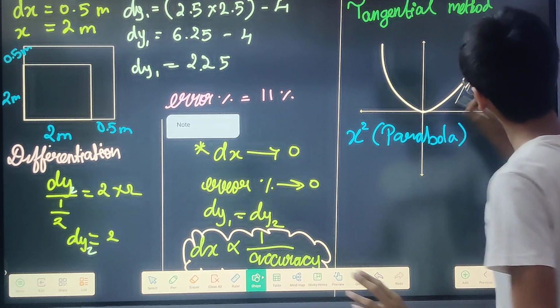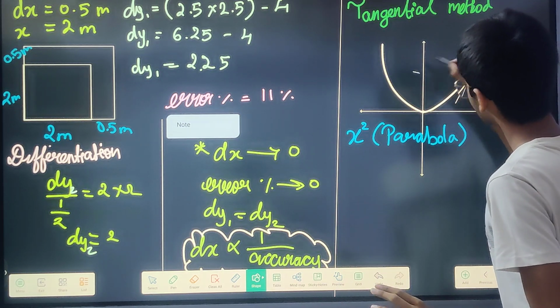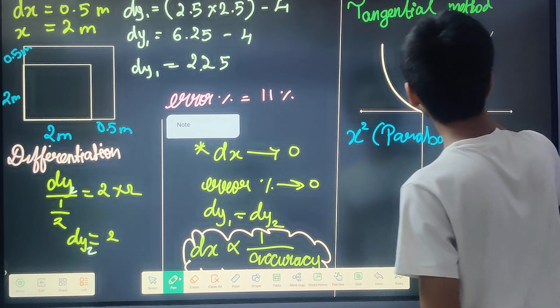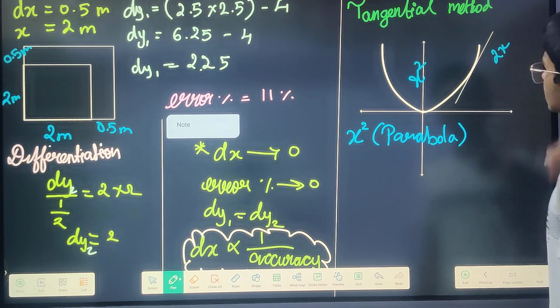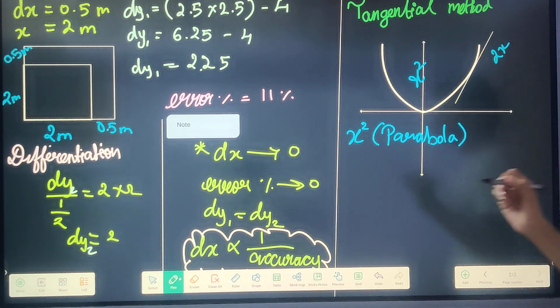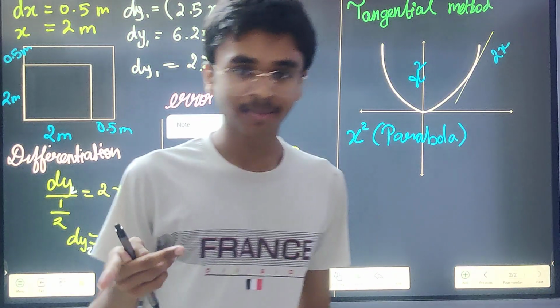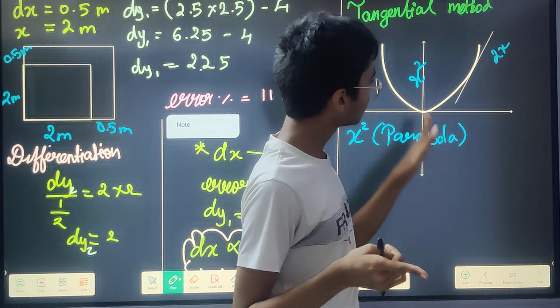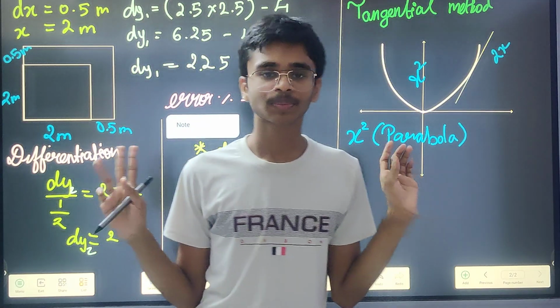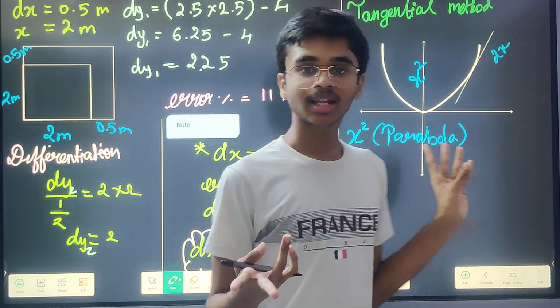So this parabola's equation is going to be x square, and then this line's equation is going to be 2x. Like this also I can say that the equation of this parabola is x square, and this line's equation is going to be 2x. So this is also a way I can explain.